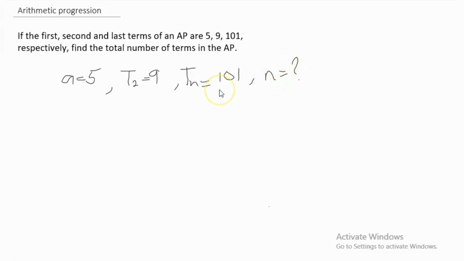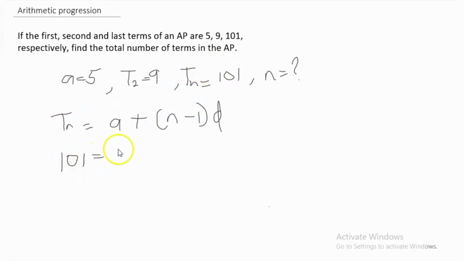So the big question is, how exactly are we going to find n? Now remember the formula for Tn. The formula for Tn would be A plus n minus 1 d. Okay, so now it's n that we're looking for. So now let's start to put all these things into place. Let's start to replace these variables with what we have. So we have Tn as 101, so we have 101. We have our A as 5.